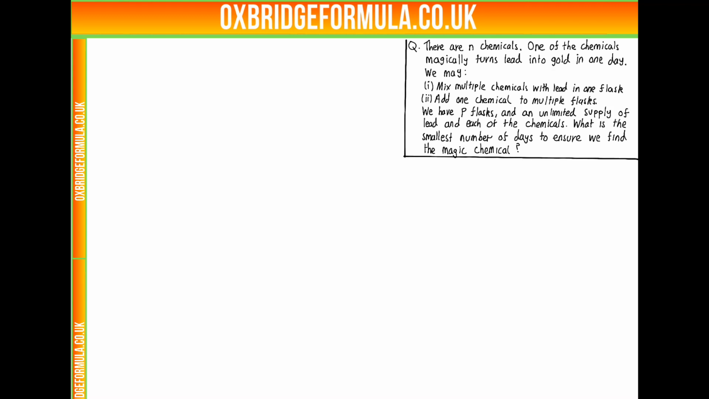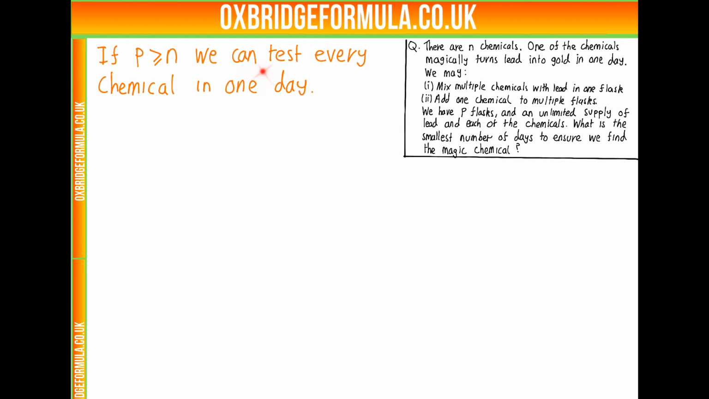The first thing to realise in the question is that we essentially have two cases, and one of them is quite easy. The easy case is P greater than or equal to N. This means we can test every chemical in one day because we've got more flasks than chemicals. We can literally just put a little bit of lead in each chemical, test it overnight, and then we'll know. So this is a very simple case.